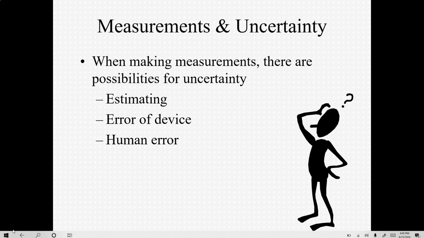For our first video of the day, we're going to talk about measurements and uncertainty and what that means. Every time we make a measurement, there is this possibility for uncertainty, and it comes from a couple of different things. Sometimes we have to estimate it.